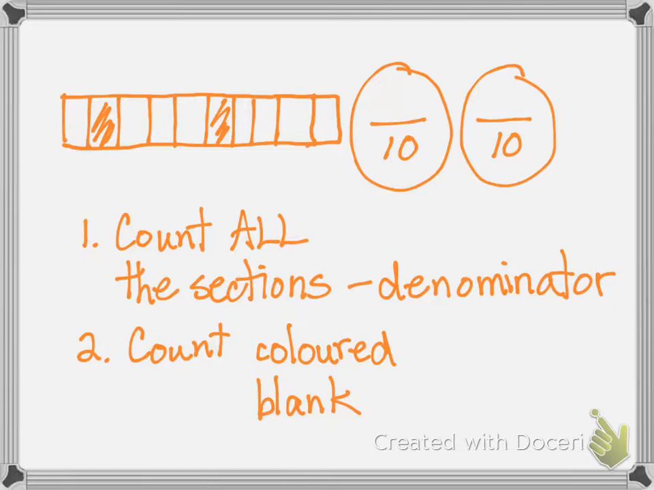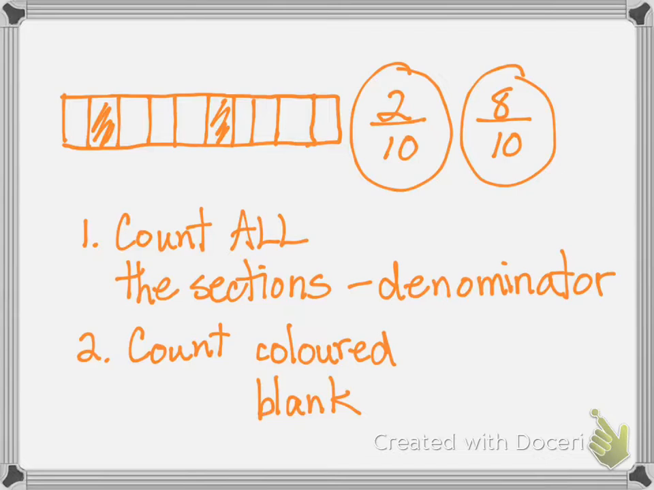All right, counting the colored section, we have 2/10 colored in. So 2 sections out of 10 possible sections are colored in. The non-colored section, the blank section, we have 8 out of 10 possible sections, we have 8 sections that are not colored. And again, if you add up 2 plus 8, you will get 10 altogether.